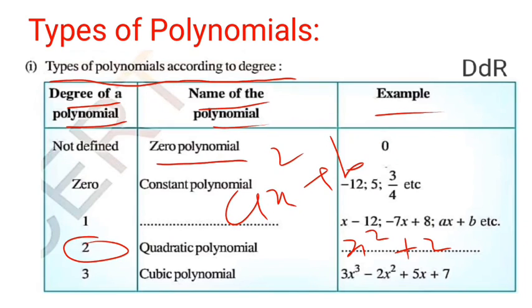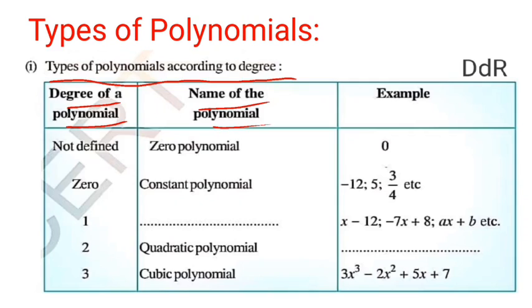Next one, cubic polynomial. What is the degree of a cubic polynomial? 3 is the degree of a cubic polynomial. See here, 3x cube minus 2x square plus 5x plus 7 is a cubic polynomial. Why? Because its degree is 3. Understand, children? So these are the different types of polynomials according to their degree.